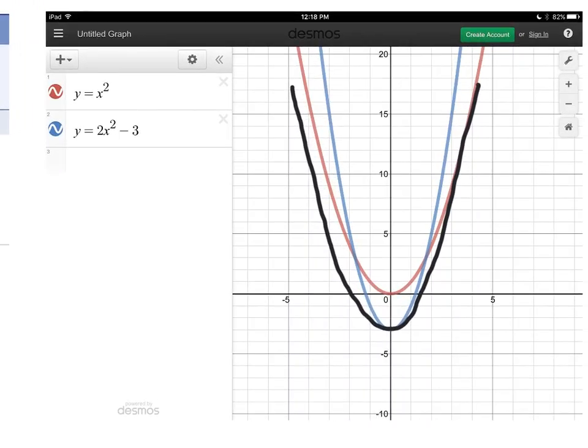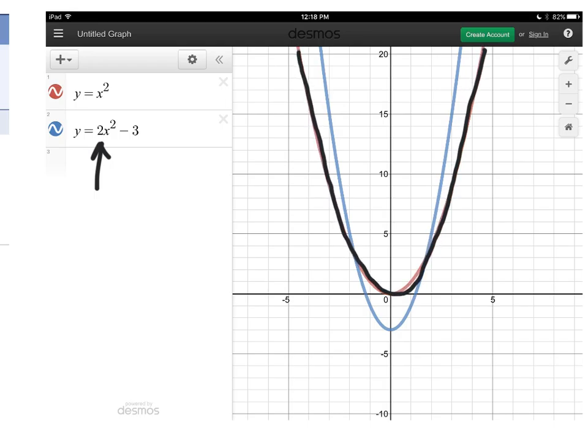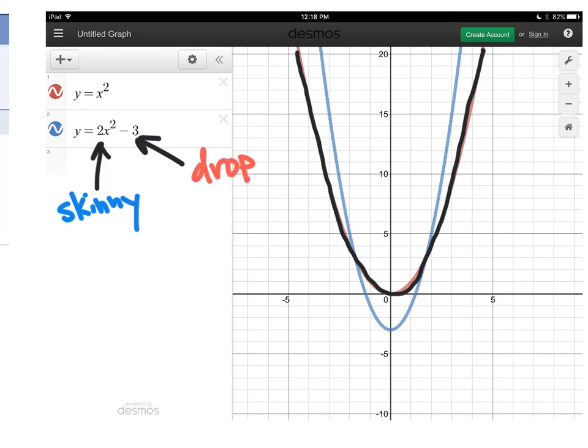That's because this 2 makes our new parabola different compared to the home parabola. So here's the home parabola. And so the 2 makes our new parabola skinnier. And so this makes it skinny, and this drops it down, all right, compared to our mother or home function.